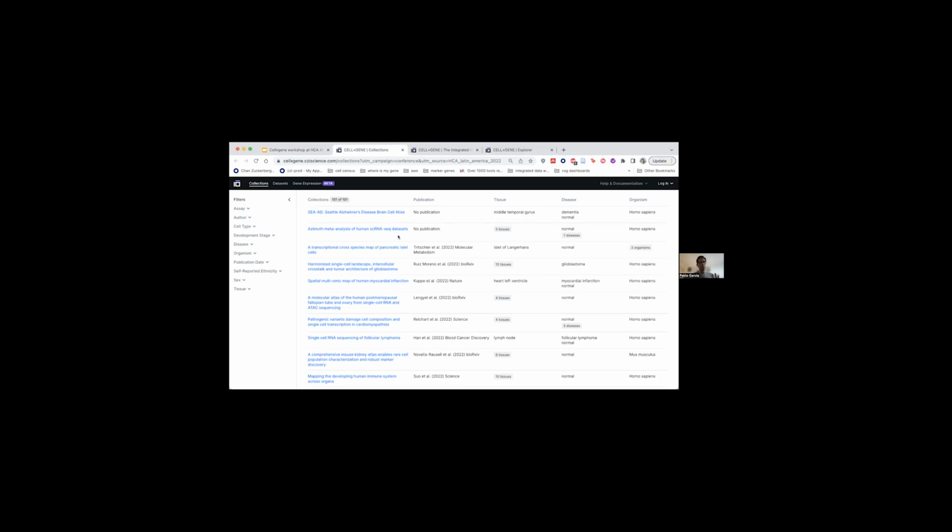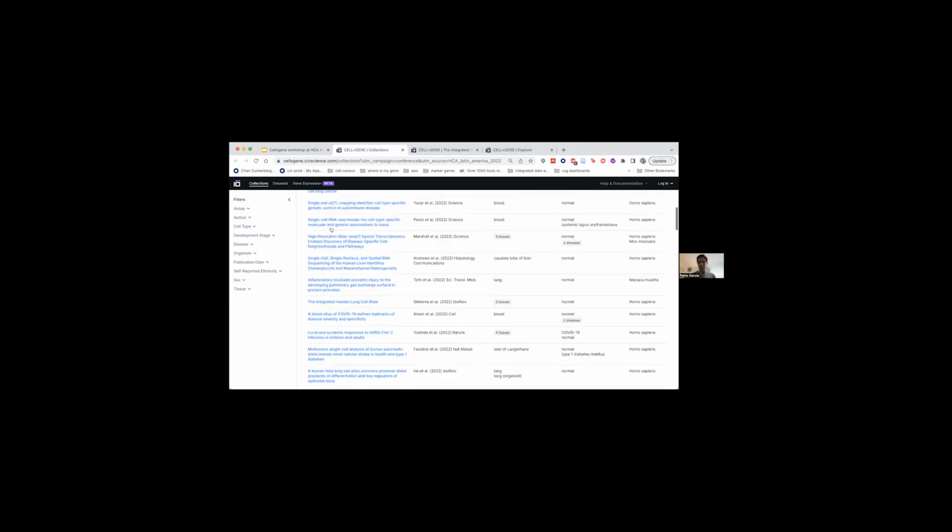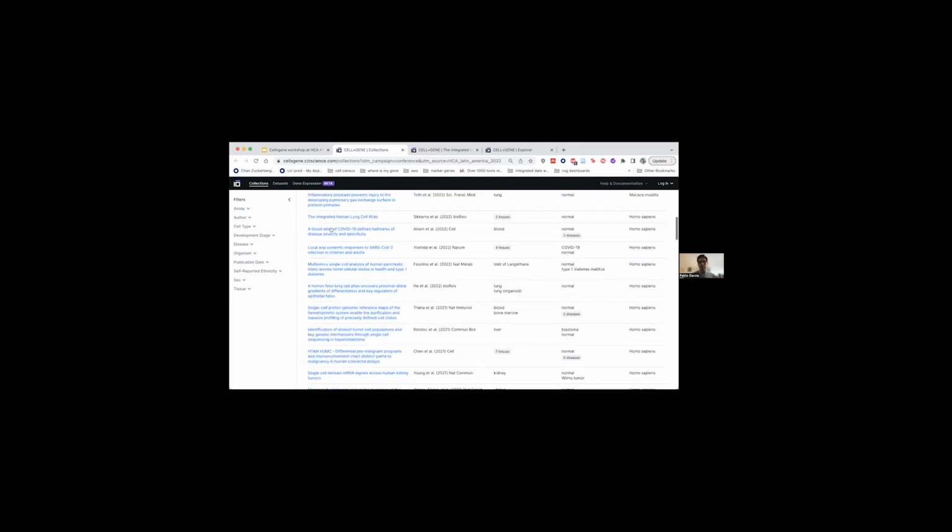We have two main ways to browse the data that we host in the portal. I'm going to focus currently on the collections way of browsing data. So if you go into the collections link that I just gave you in the Zoom chat, you can see all the different collections that we have in the data portal. If you start scrolling down, you can kind of see what they are.